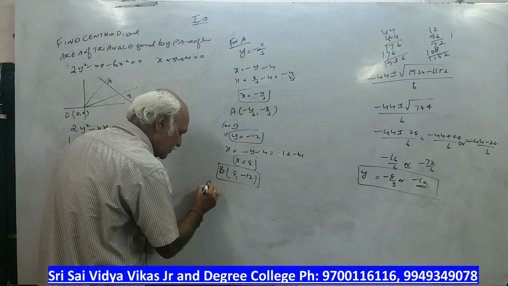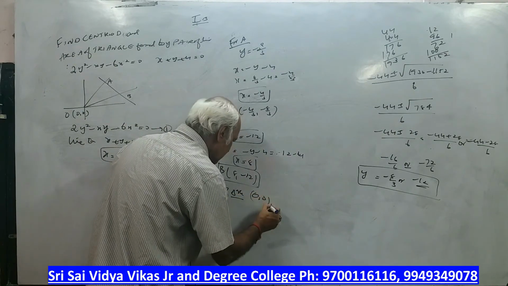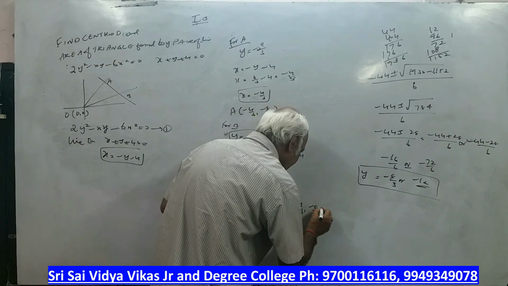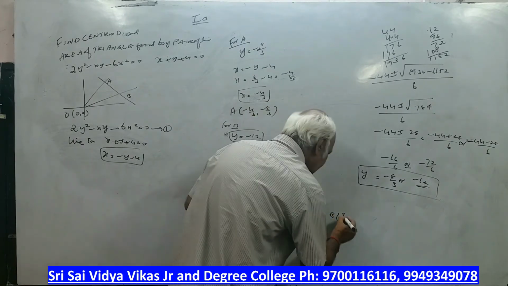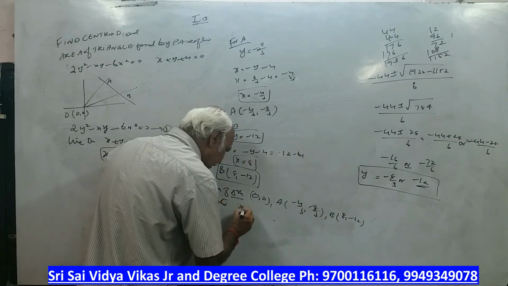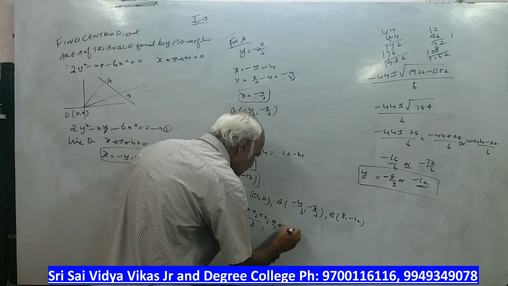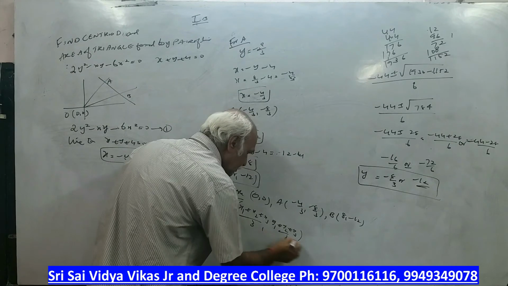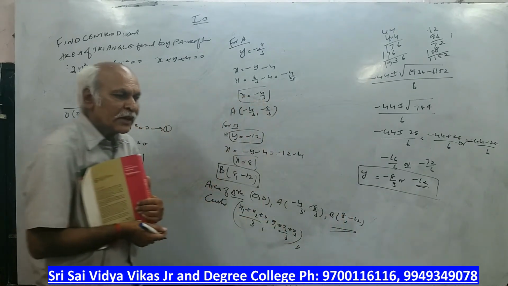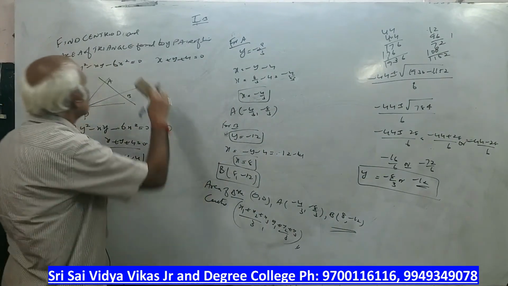So now I am leaving it to you. Area of the triangle, use the formula with 0 comma 0, A point is minus 4 by 3, minus 8 by 3, B point is 8 comma minus 12. And centroid is x1 plus x2 plus x3 by 3, y1 plus y2 plus y3 by 3. Use the area of the triangle formula which we have done and the centroid formula. I am leaving it to you for practice. And I will give you one problem for doing in the class.